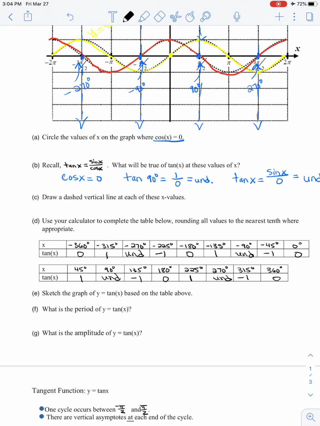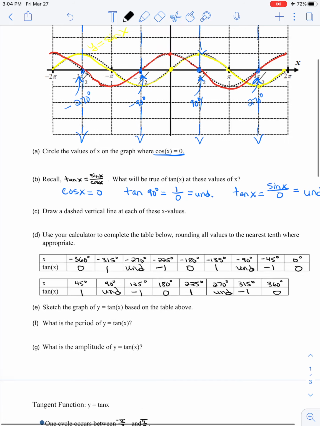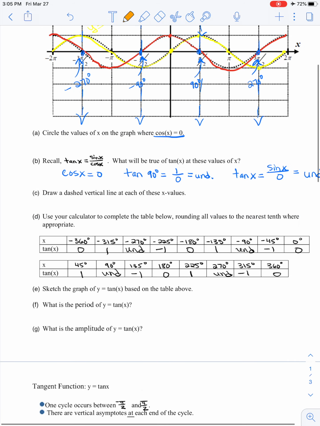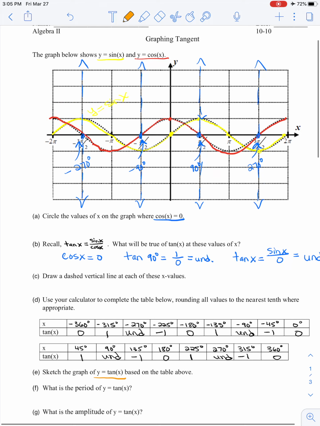So now we want to sketch the graph of tangent based on the table that we just drew. So let's choose another color here. How about we use orange? So we want to sketch this graph, y equals tan x. So at negative 360, that's really negative 2 pi, if we're talking about radians. My tangent of x value is 0, so I'm going to plot that point here. Then at negative 315, that's going to be somewhere in between negative 3 pi over 2 and negative 2 pi. My tangent value is a 1.